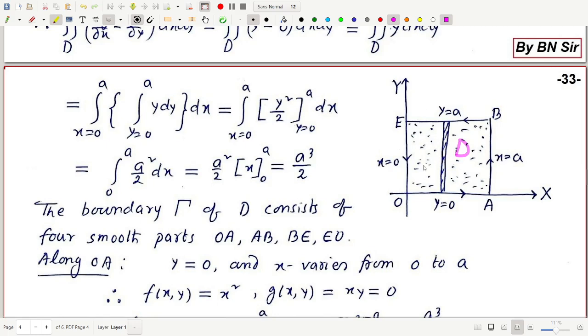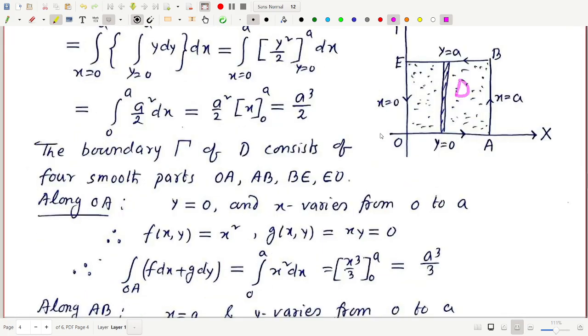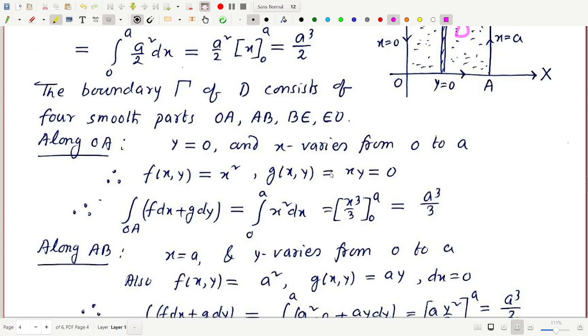There are 4 parts of the boundary curve gamma. The boundary curve gamma of D consists of 4 smooth parts. All parts are smooth, 4 parts: OA, AB, BE, EO. So separately we have to calculate.